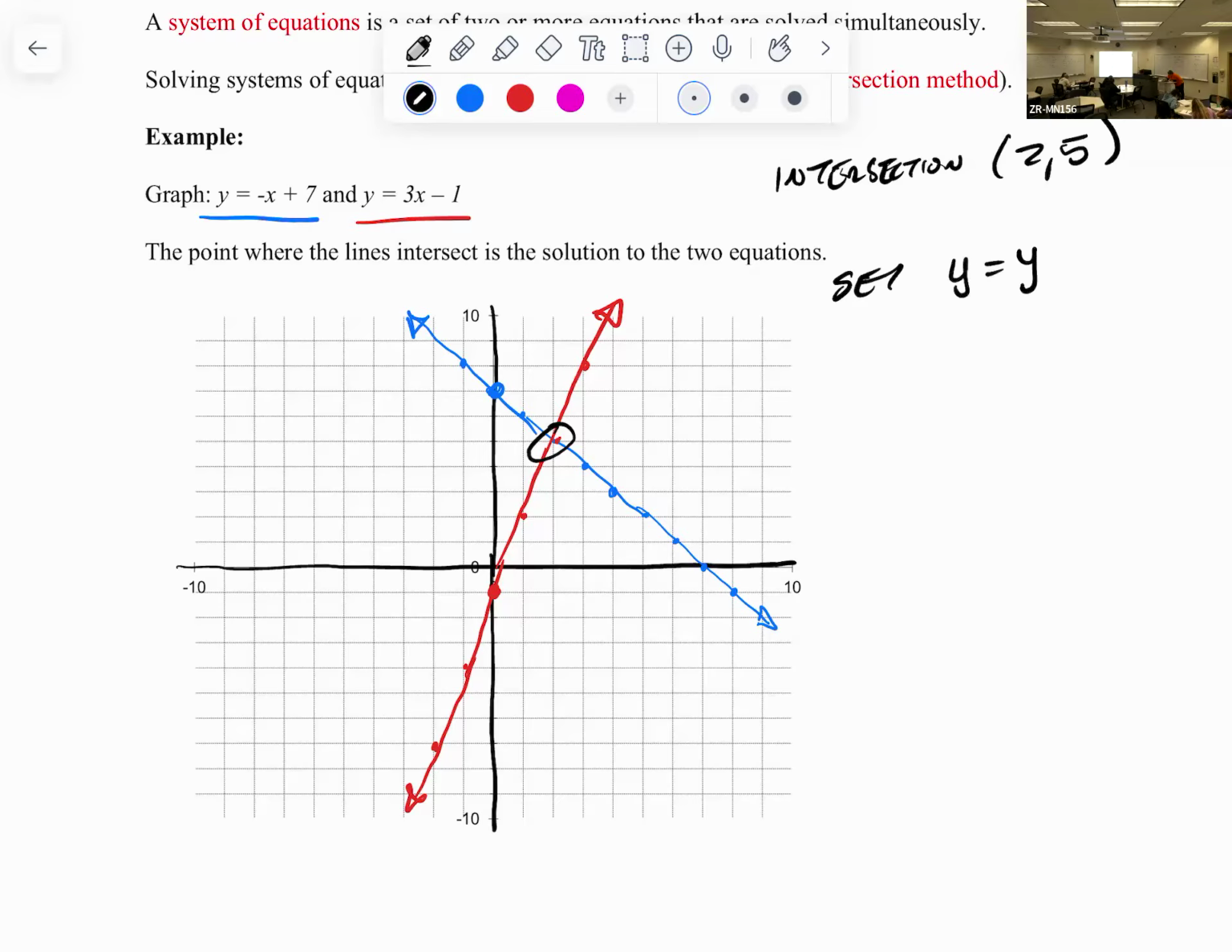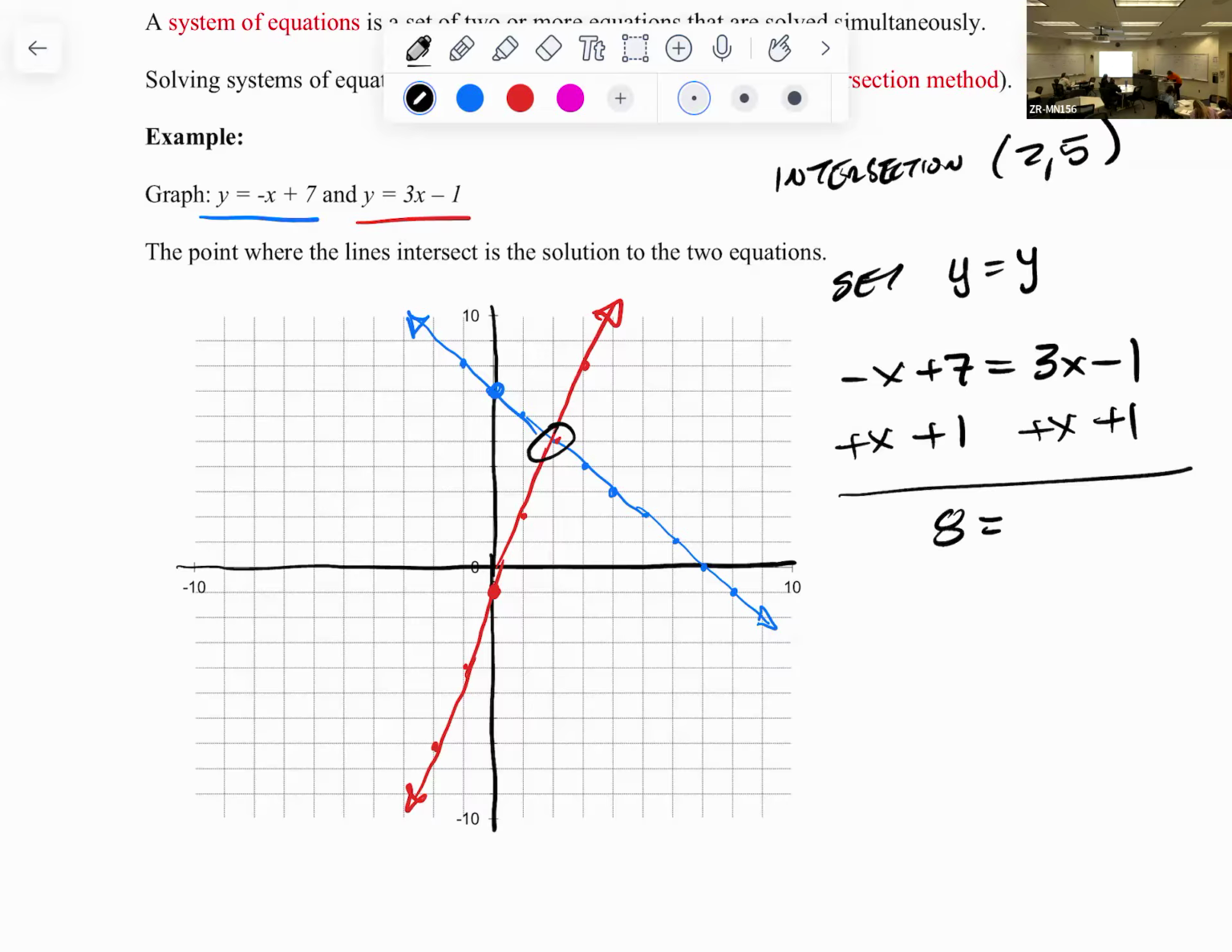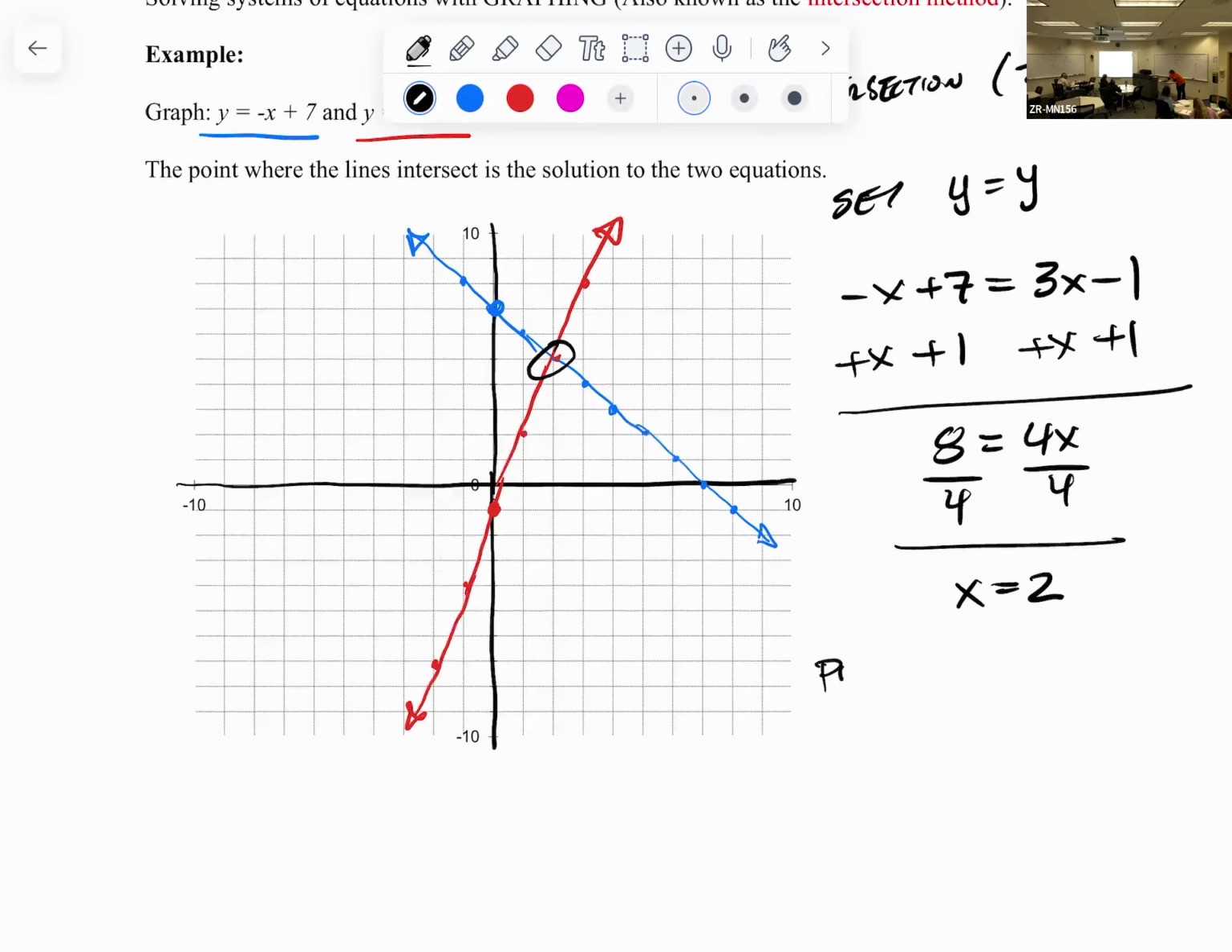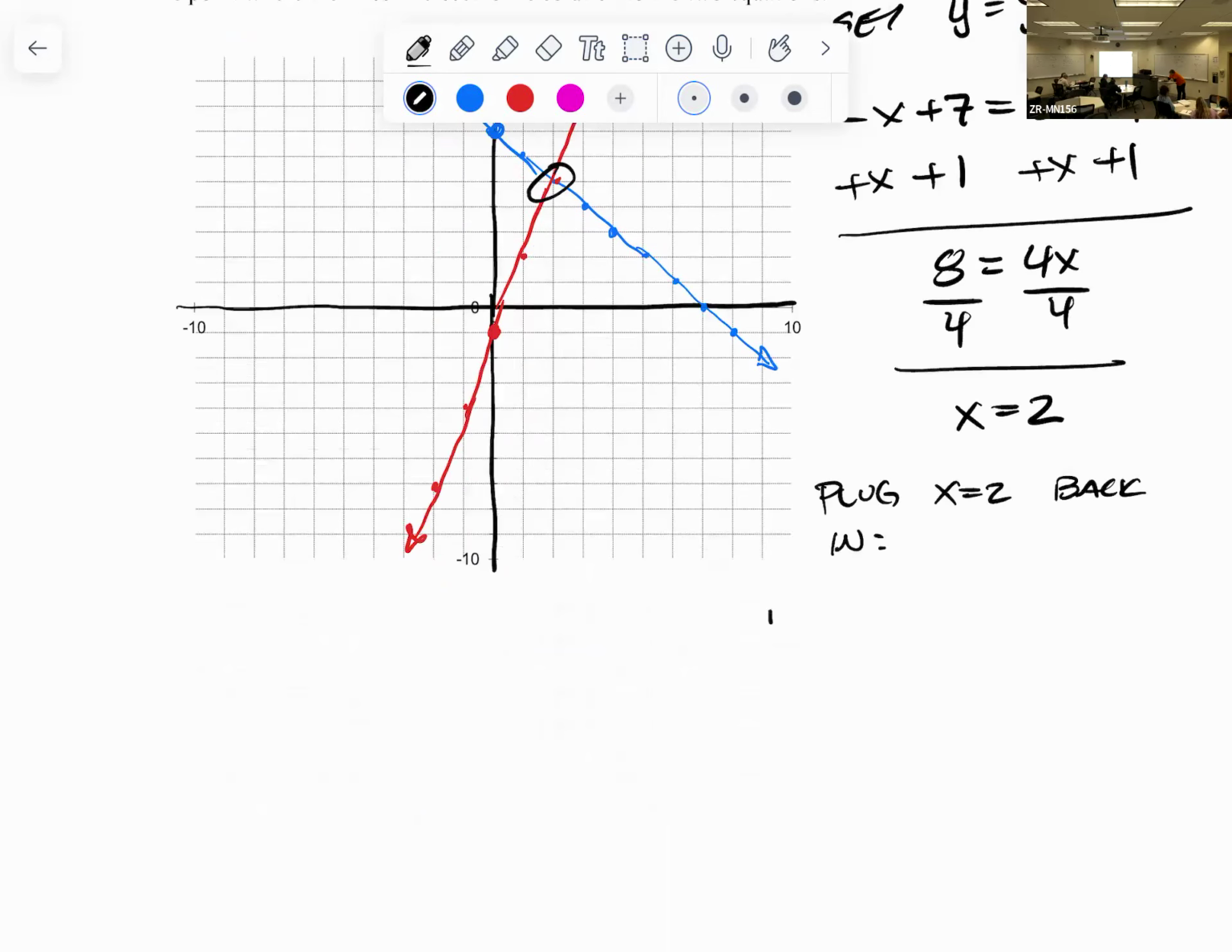Set y equal to y. We set our two equations equal, and then we have a pretty easy algebraic problem to solve. Get the numbers to one side and the x's to the other. x equals 2, so that coordinate looks correct. Then plug that in. And you can plug it into both of them.